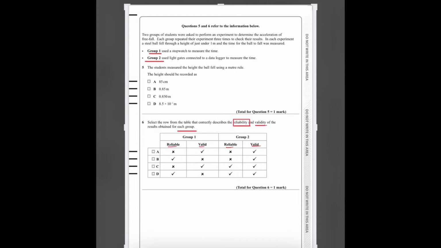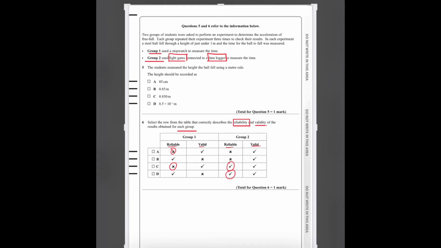So group 1 is not reliable and group 2 is reliable because group 2 does not have any human reaction time error. The times are sensed by the light gates and recorded by a data logger, so there is no time delay between measuring the time using the light gates and recording it using a data logger. So group 1 is not reliable and group 2 is reliable, right? So let's check validity. Both of them are valid.